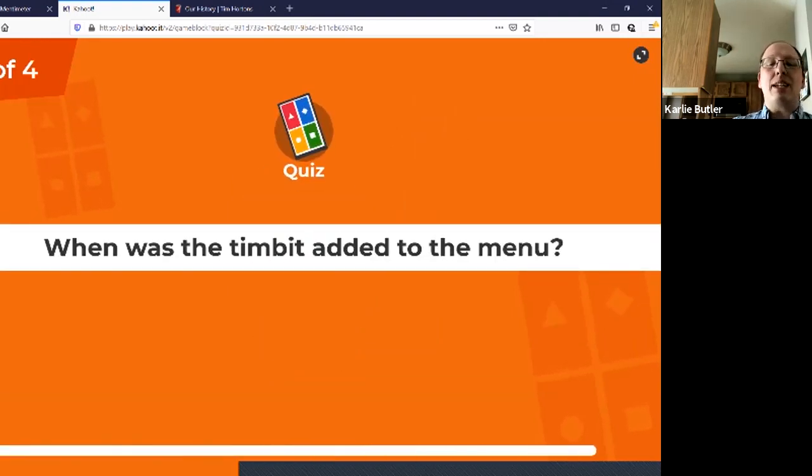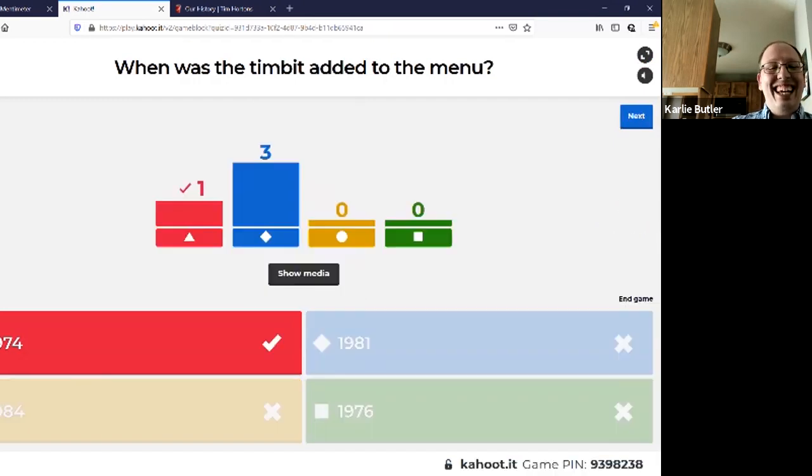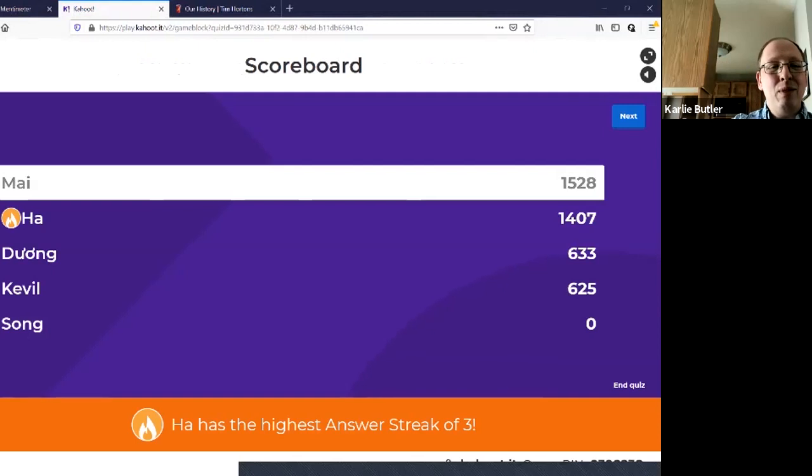When was the Timbit added to the menu? 1974, 1981, 1984, 1976? And it was 1974. Yes, so the Timbit was added just 10 years after the first store opened. And just in case you're not familiar, the Timbit is that small middle part of the donut. Donuts are round with a hole in the middle. The Timbit is that part of the donut that is taken out. They're delicious. Oh, and Ha has taken the lead. And she's on fire. She must be a fan of Timbits.